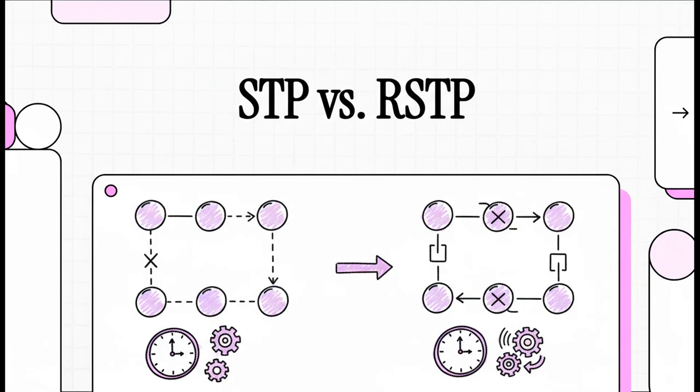All right, let's dive into a classic networking puzzle. It's all about how you can build in reliability with backup paths without accidentally bringing your whole system to a crashing halt. We're going to look at the two key protocols designed to solve this: the original Spanning Tree Protocol, or STP, and its much, much faster successor, RSTP.